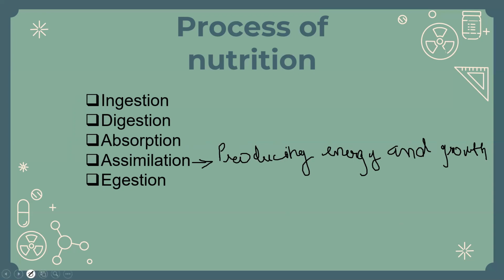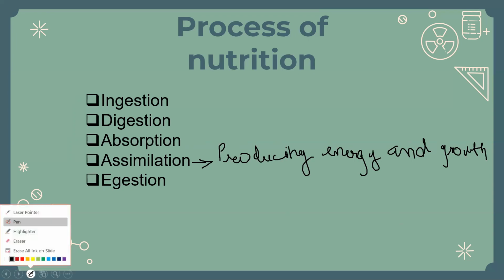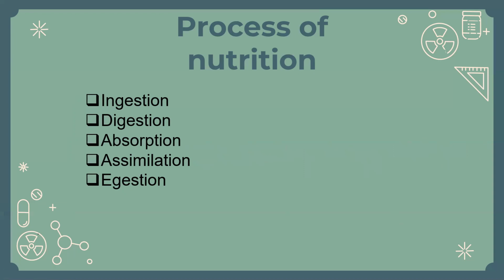Okay, and when this completes, here we have got the energy. We have taken the nutrients from the food. Now what is left? The waste is left. So the undigested food will be thrown out of the body. That is known as egestion, and this happens through the anus. So we throw it out through the anus.